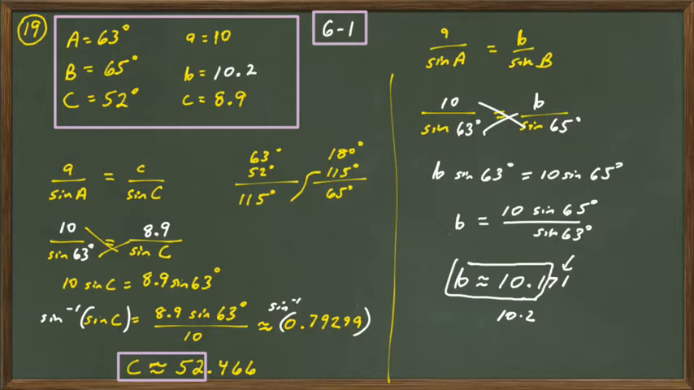Now again, I always tell you to make your last check. What's your biggest angle? Is it opposite the biggest side? What's the smallest angle? Is it opposite the smallest side? So we have our solutions for 19.